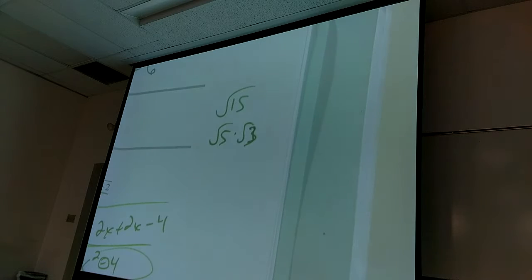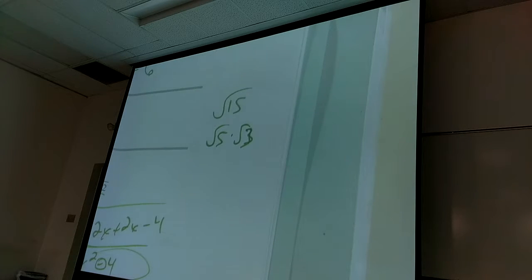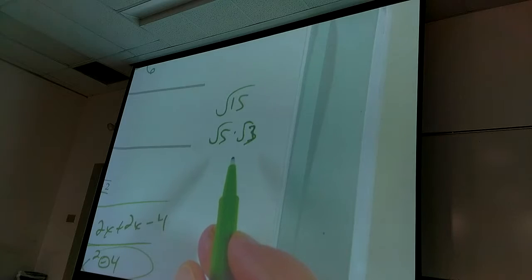Now, does that help me at all? No, it's just sort of the same level as factor 15, 5 and 3. What does that do for me? Well, we should know how to do it. But sometimes doing this will help us. So what do I mean by that?